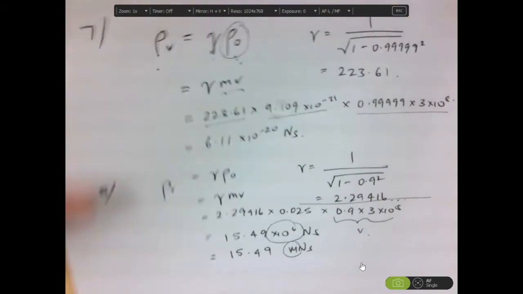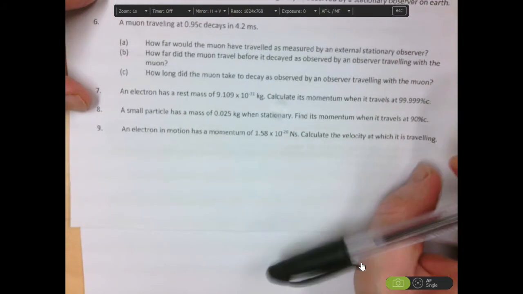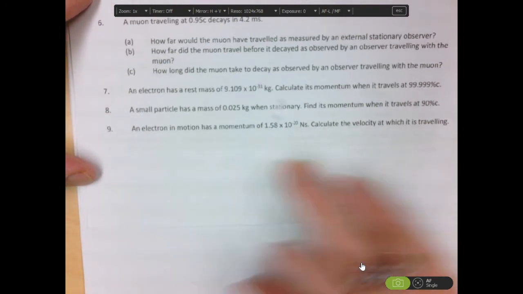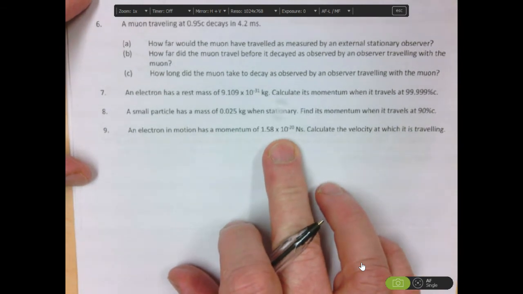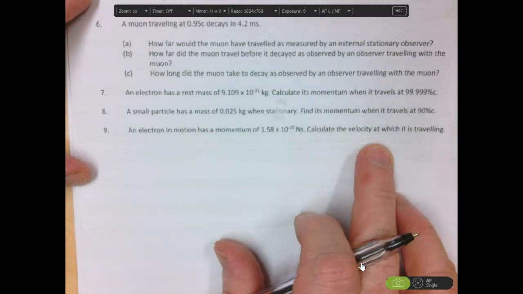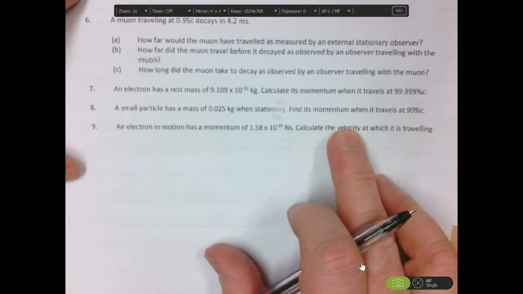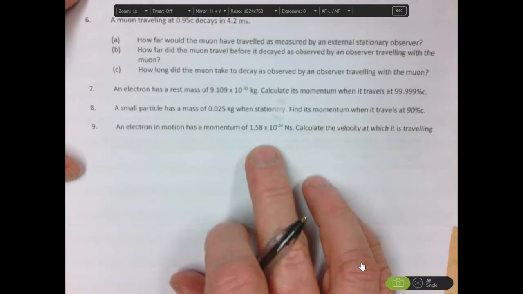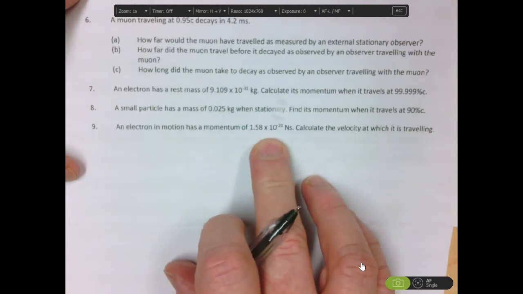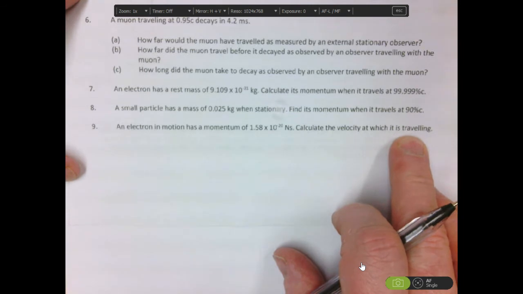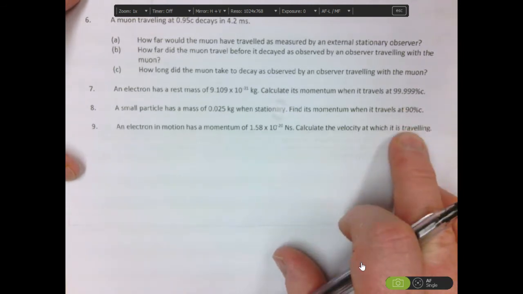Okay, now the next question, let's have a look at it. Final one for this video. An electron in motion has a momentum given by this value here. Calculate the velocity at which it is traveling. So there's a difference between this question and the last two, is that I'm given the momentum and I've got to calculate back the velocity. Now this is going to be a little bit more tricky, I think, than these two up here. So let's just see how we go.